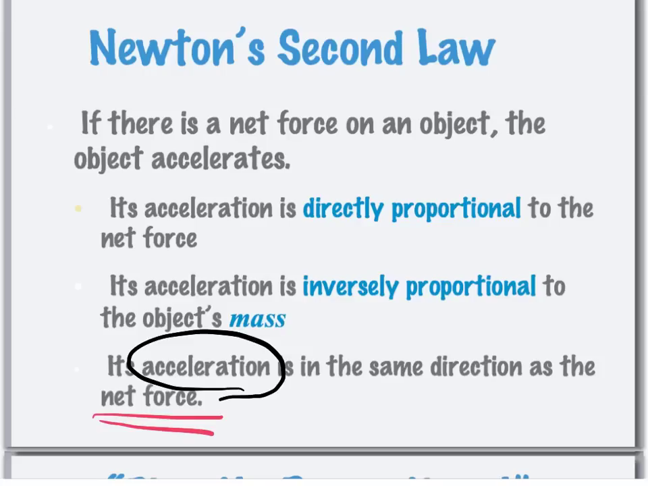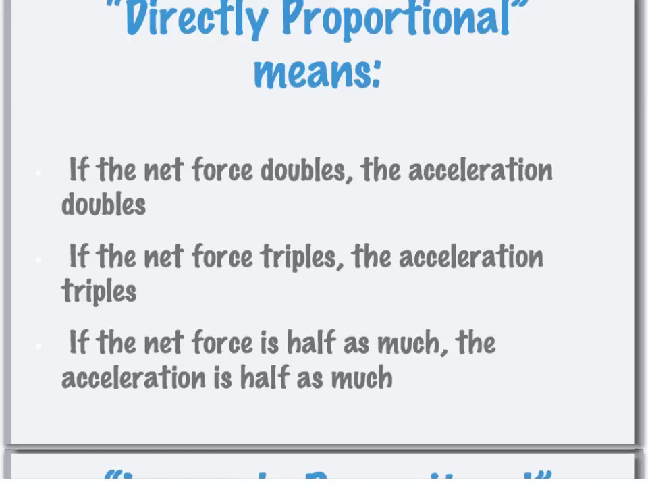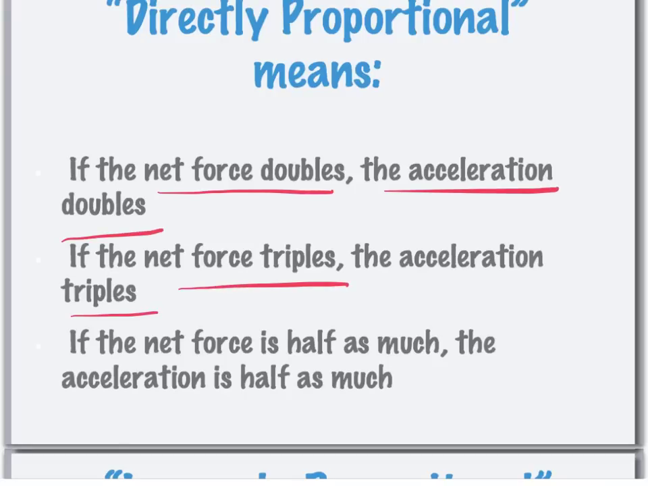We just finished saying that acceleration is directly proportional to the net force. So what does this mean? Directly proportional means that if the force doubles, the acceleration doubles. If the force triples, the acceleration triples. And if the force is half as much, then the acceleration is half as much.